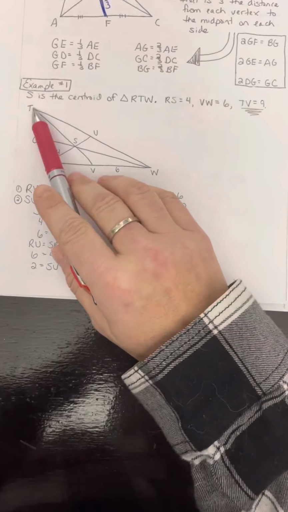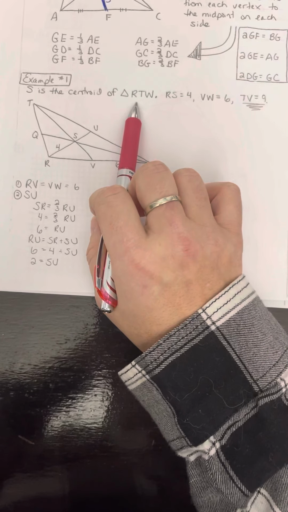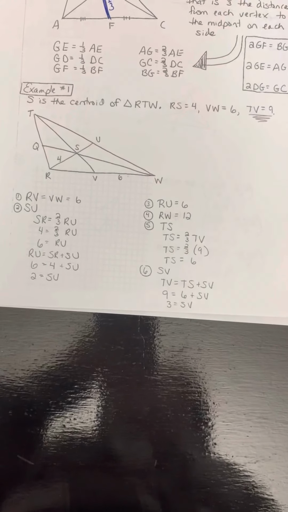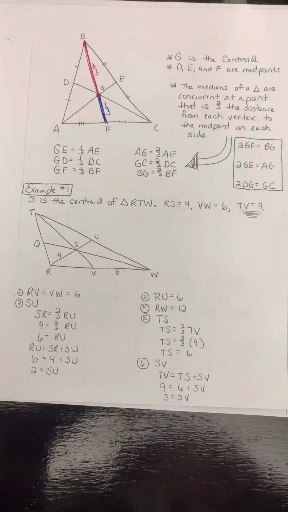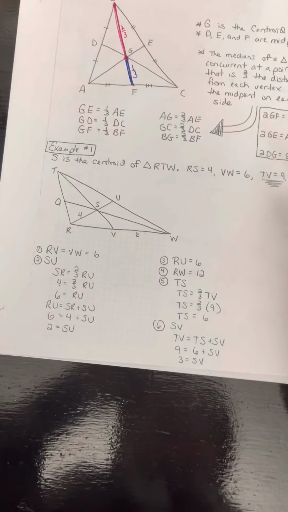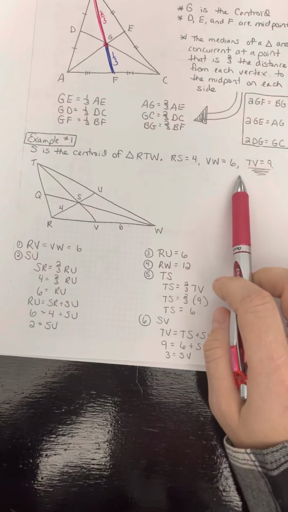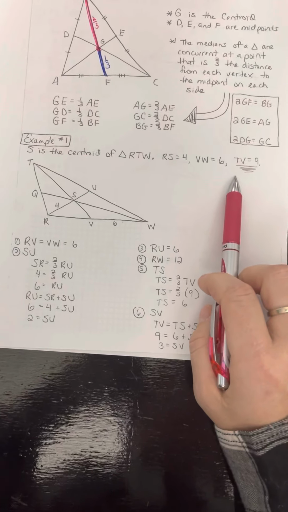So in the directions, it says S is the centroid of triangle RTW. As soon as they tell you that that's the centroid, we know all of this stuff that we said above is true. So anytime they give you information, you should always mark up your diagram. I've always told you guys that.